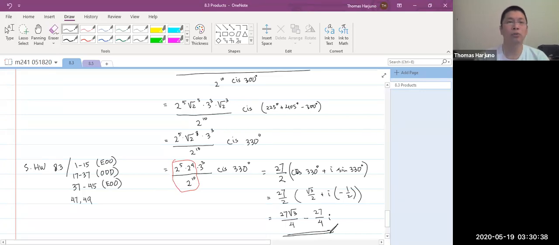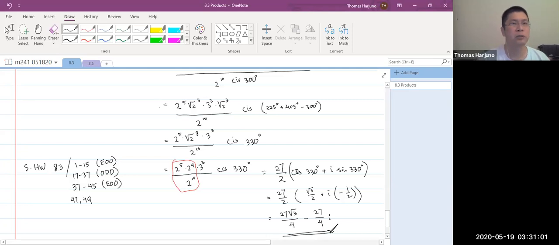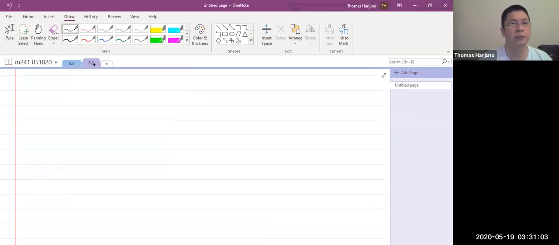Let's go on to 8.4. I plan to do 8.5, but looking at the time I have, I think I can do 8.4, at least the majority. 8.5 is super easy. 8.6 will be quite difficult. I'm somehow afraid that you get confused. So let me do 8.4 first.